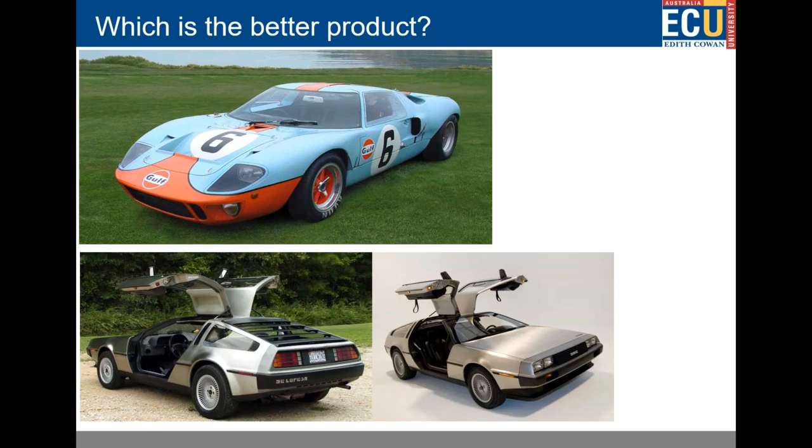Generally in class, I'll do this conversationally, but I'm just going to talk through this one. The top car you can see there in the Gulf colors is the Ford GT40. It's a British-American four-time winner of the 24 Hours of Le Mans, from 1966 to 1969. It was Ford's first and only American constructor win at Le Mans.